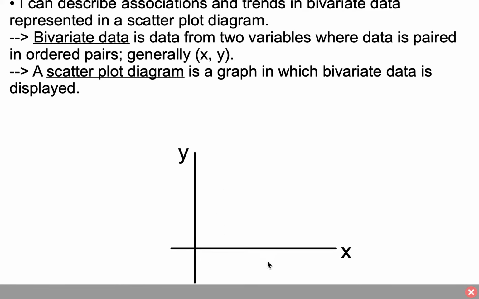We've got an x-axis and a y-axis. Remember that as things get further this direction, my value of x would increase. If this was 1, you'd have maybe 2 here, and 3, and so on. And as I get higher in this direction, I'd get bigger values for y.